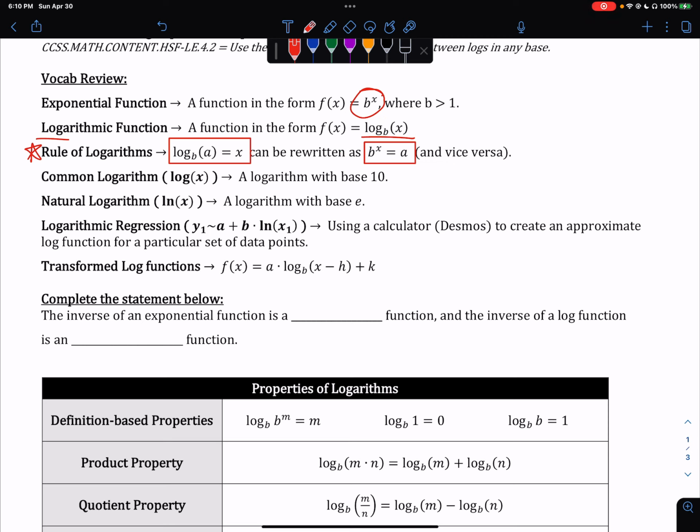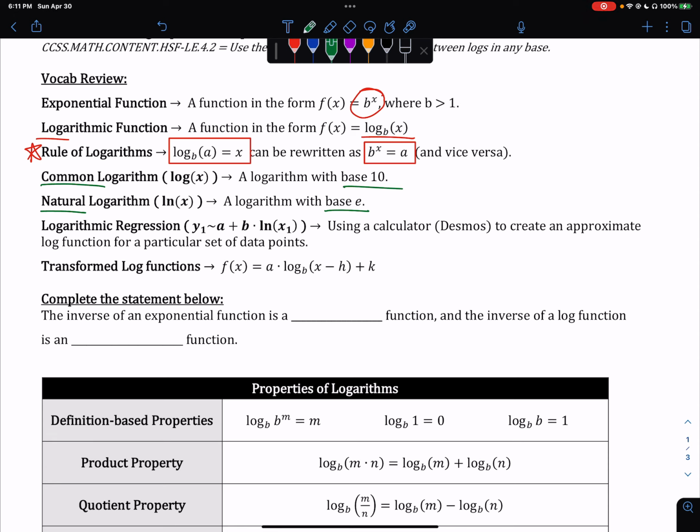Again, my log base matches my big base. Our answer is our exponent, and what we're shooting for is the number inside the parentheses. That relationship going back and forth, which we'll practice in just a second, is really key for this chapter. The other quick notes to remember: a common log is log base 10, and a natural log is log base e, usually written ln.